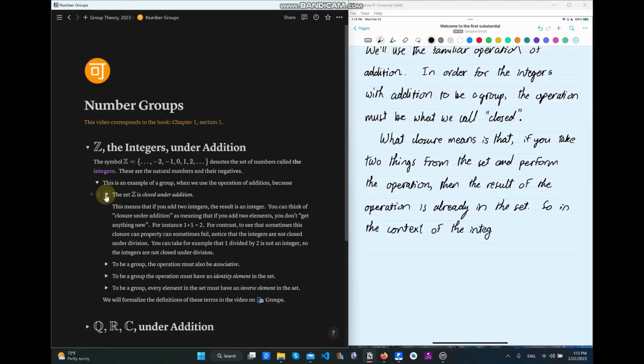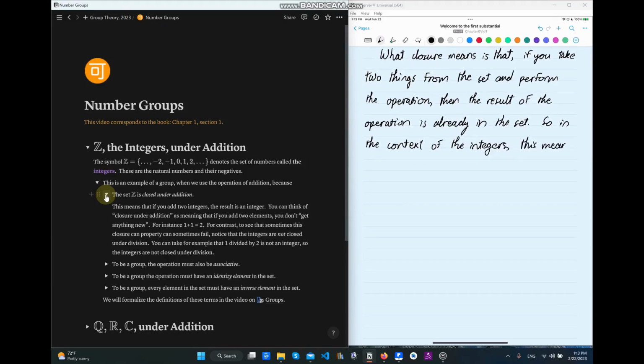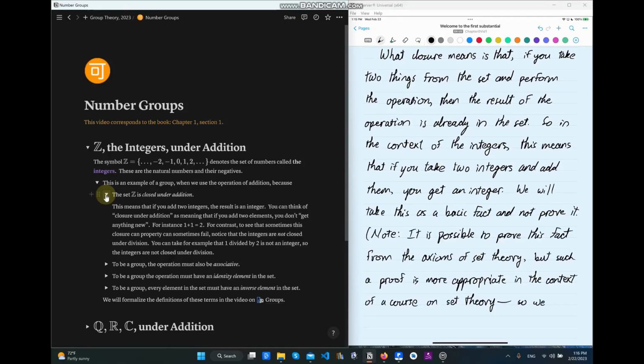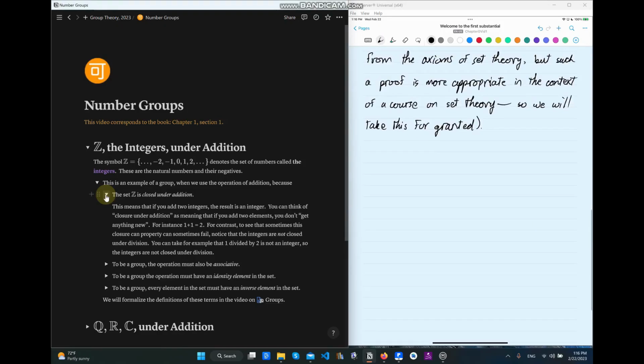So in the context of the integers, this means that if you take two integers and add them, you get an integer. We will take this as a basic fact and not prove it. Note, it is possible to prove this fact from the axioms of set theory, but such a proof is more appropriate in the context of a course on set theory. So we will take this for granted.